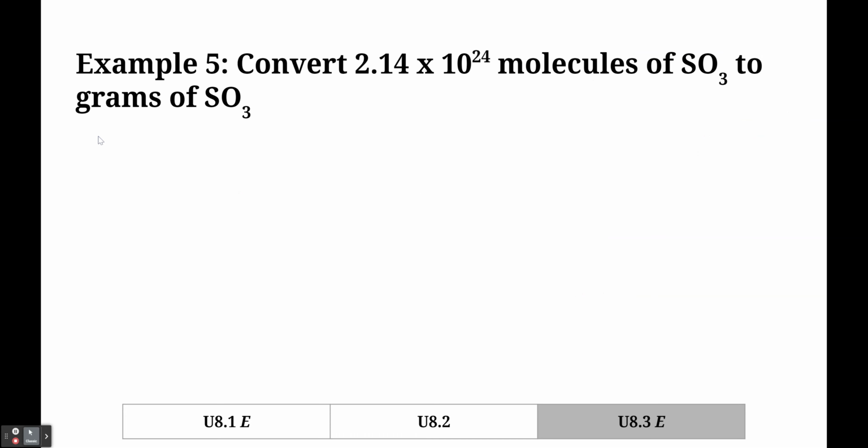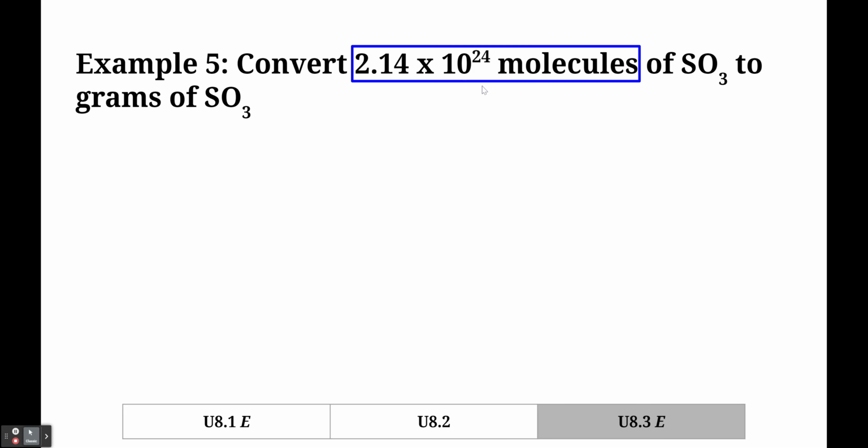Now on to our last category of conversions here, and this is one where we'll need to do multiple conversions. So this is a multi-step process because we're going from molecules to grams, and we don't have a direct conversion between molecules and grams. So when we do ones like this, we'll need to go molecules to moles and then moles to grams, if you remember doing this from first semester.